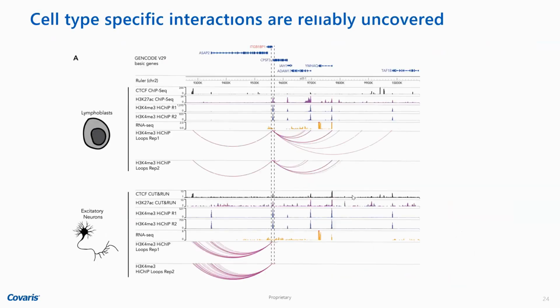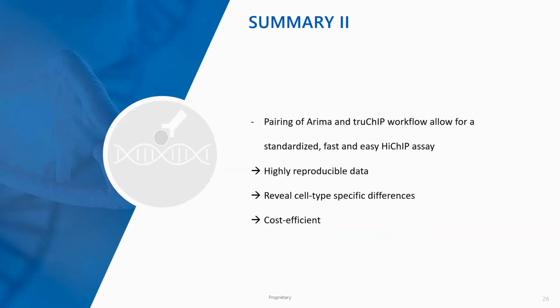The next question was, can we actually see cell type specific differences? We compared lymphoblasts and excitatory neurons, and just looking at the ITGB1 locus, you will indeed see the specific loops that you are expecting for excitatory neurons, as well as specific loops that you are more expecting for lymphoblasts. So to sum up this first part on the HiChIP development, the pairing of Arima and the TrueChIP workflow allows for a standardized, fast, and easy HiChIP assay. We retrieve highly reproducible data and can reveal cell type-specific differences.